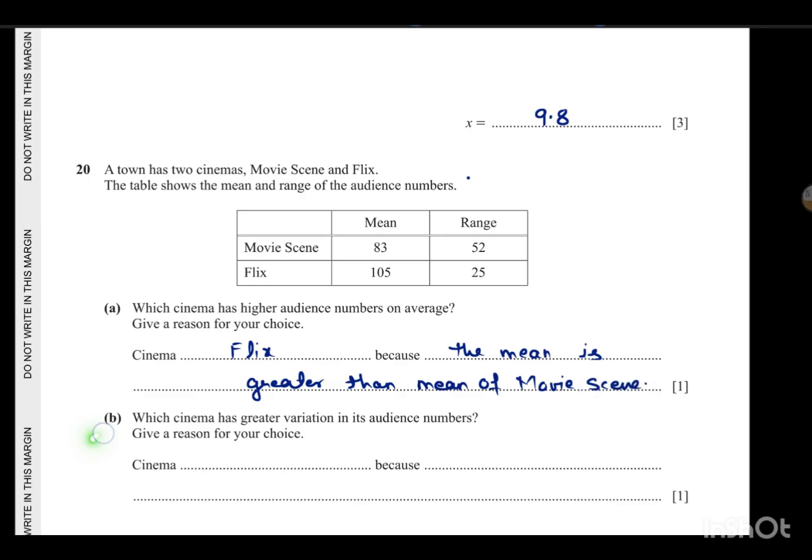Question B. Which cinema has a greater variation in its audience numbers? Give a reason for your choice. Now variation is the highest and the lowest. That is the variation. So when you compare the two ranges here, Movie Scene has the maximum range and Flicks has the minimum range. So the answer here is Movie Scene, sorry, because the range is maximum.